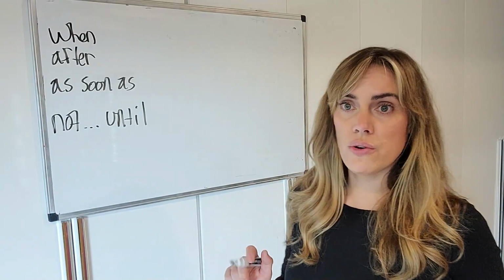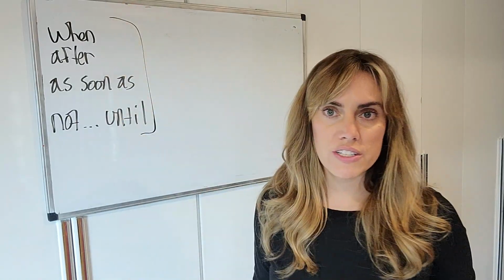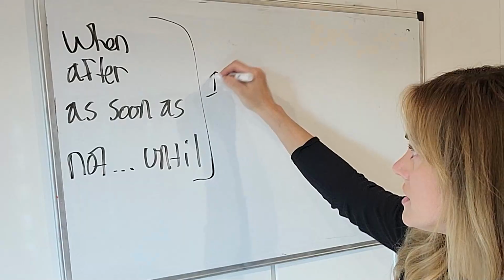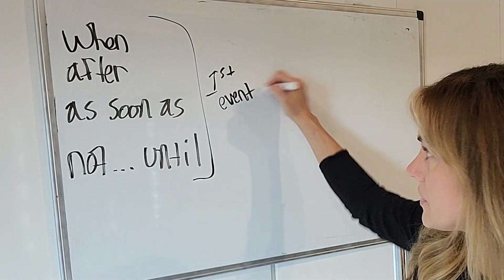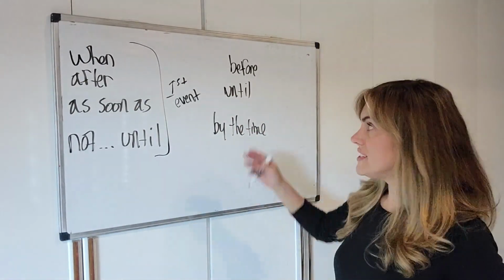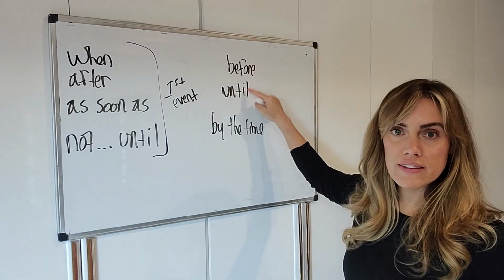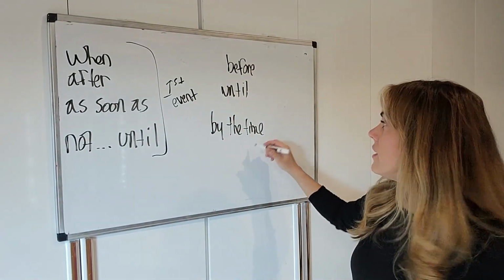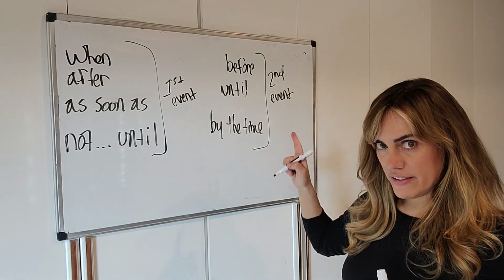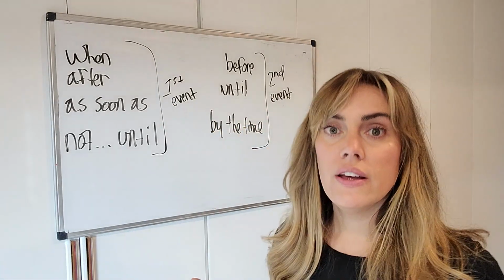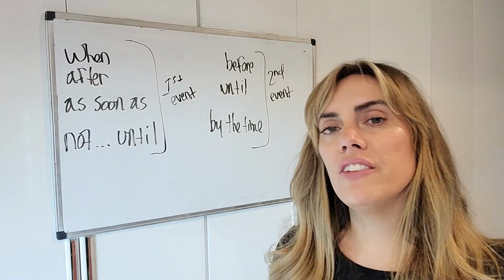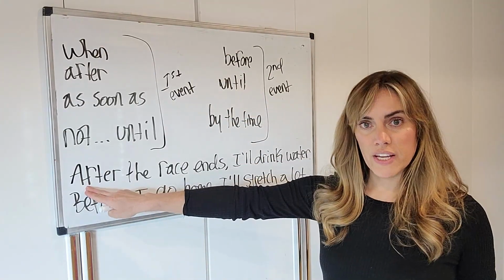So it helps to know that if you use these time words, the subject and verb after it is what introduces the first event. And I'll explain that with an example. And when we use these time words, before, until, by the time, we're introducing the second event. But you only need one time word in one sentence, even though there's two clauses. So let me give you an example. So here we go. Look at this sentence.